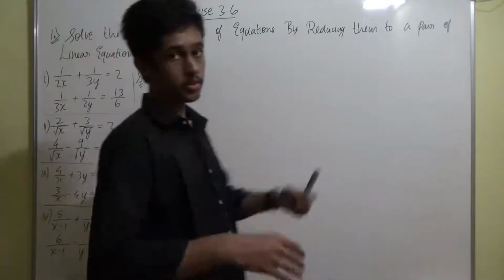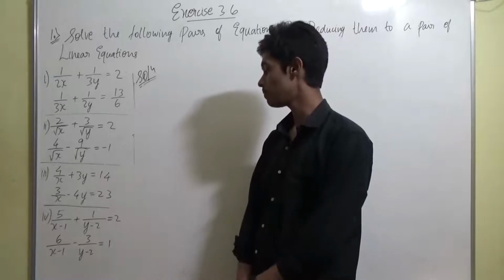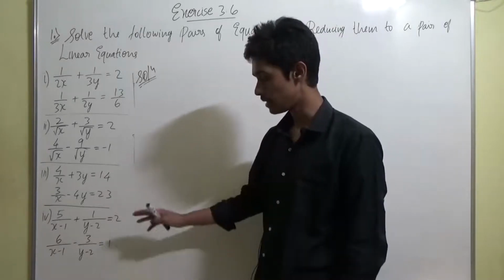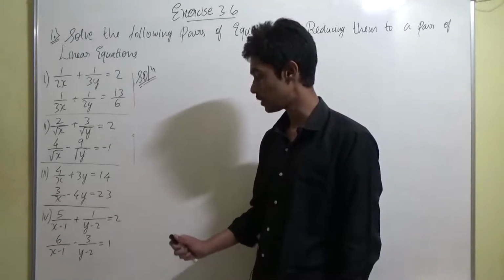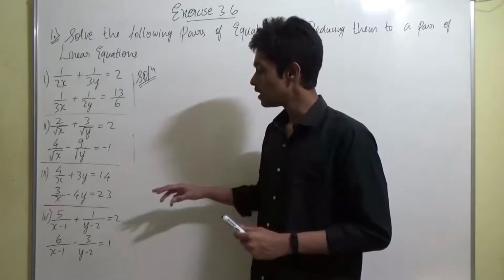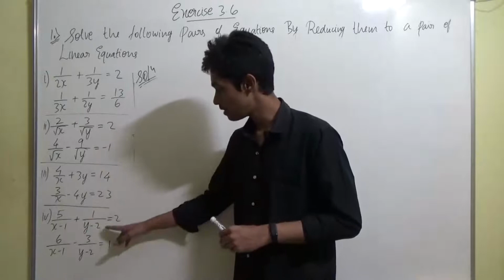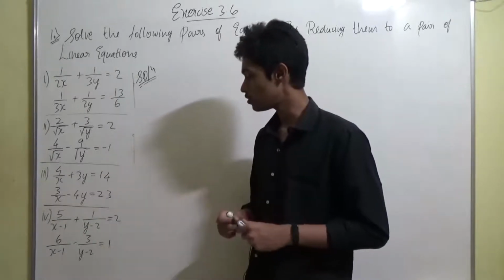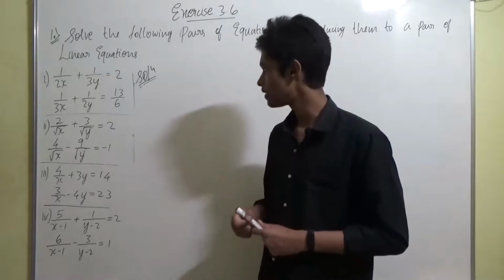So now let's go to the fourth sub question, guys. The fourth sub question says 5 by x minus 1 plus 1 by y minus 2 equal to 2, and 6 by x minus 1 minus 3 by y minus 2 equal to 1. Now we have to find the values of x and y. If you see, guys, we have to consider 1 by x minus 1 as p and 1 by y minus 2 as q, and then we'll be able to solve them, because that time this fraction will become linear, right?